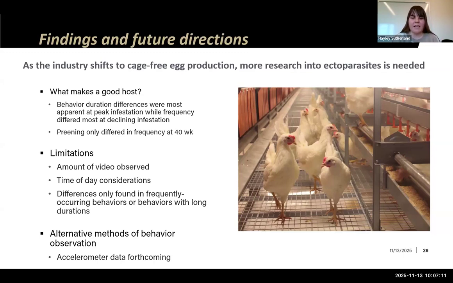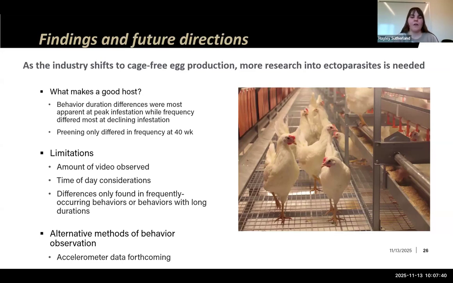I also want to think of time of day considerations, where the times I selected were based off of what the hens were doing. Especially in the afternoon, I was hoping to capture preening behavior, so I selected a time of day where the hens should be preening. The problem is, because of that, they probably were going to preen regardless of what was going on with their mites, so that could be why I didn't actually see any differences. And additionally, our differences were only found in frequently occurring behaviors or behaviors with long durations, which again points to our sampling size things.